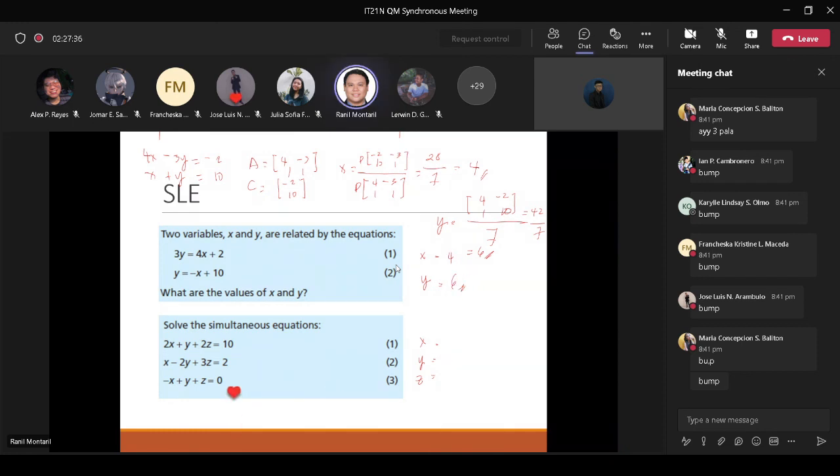Okay? What can you say? Even for a 2 by 2, it seems this is faster to compute than using elimination and substitution. Right?